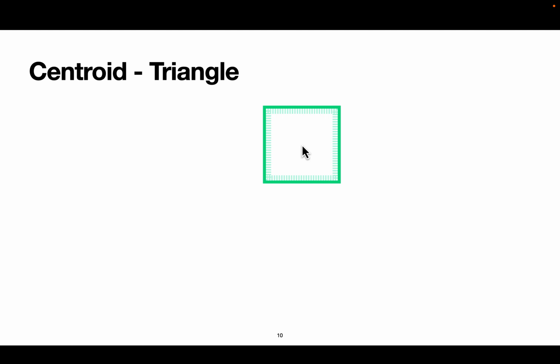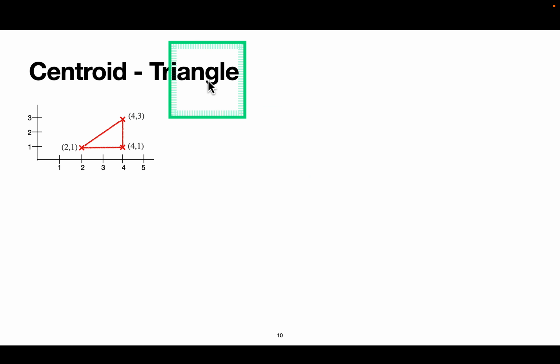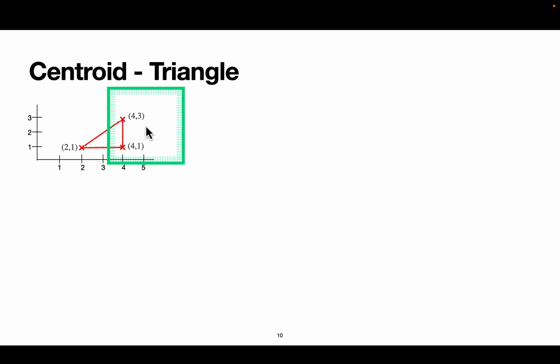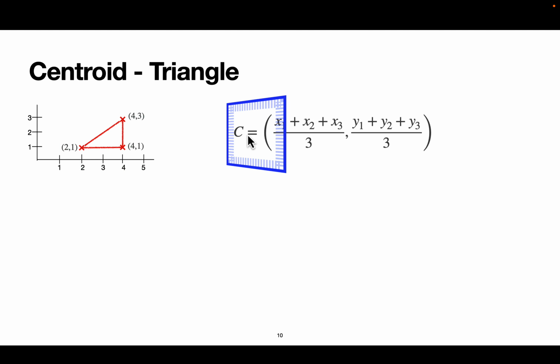And now after a line, let's see how to do it for a triangle. So I have got a triangle over here on a graph, and A, B, C are the points.